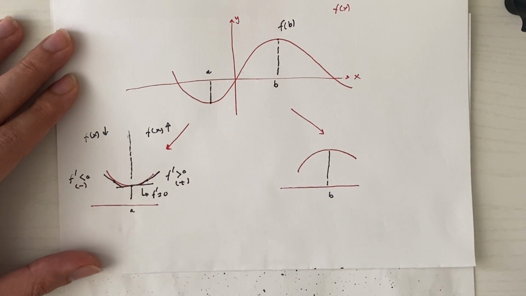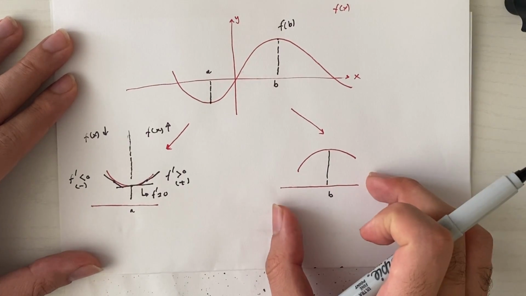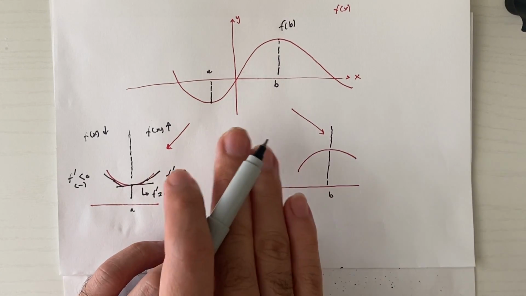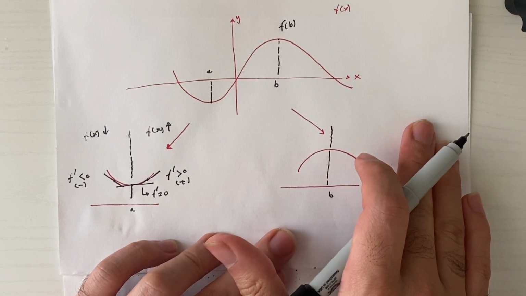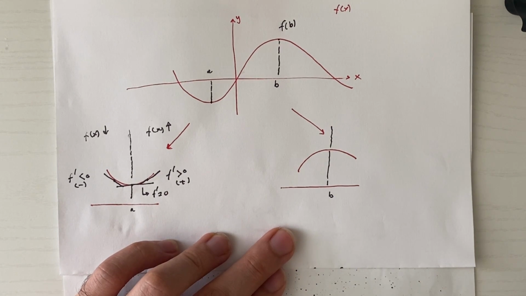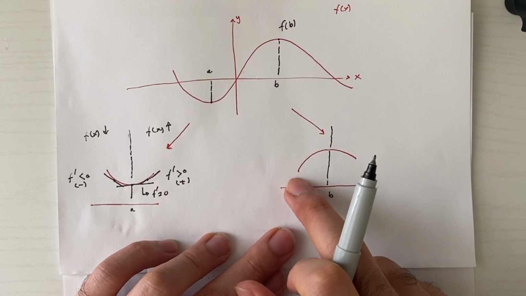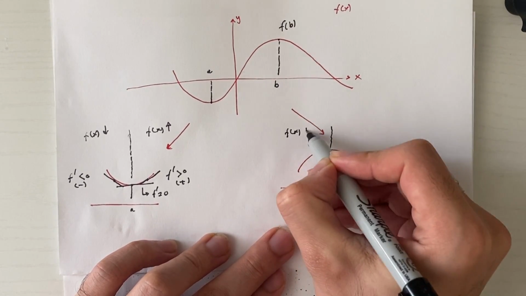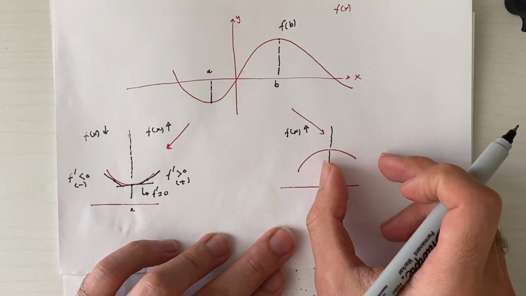Now let's move on to B. So I'm gonna split that into two segments, left and right. First, what's happening to the function f of x? On the left side, we notice the value of the function is increasing. And then on the right side, f of x is decreasing in value.